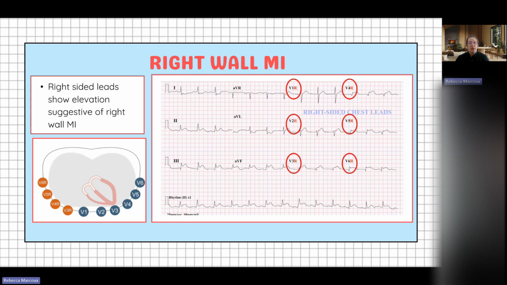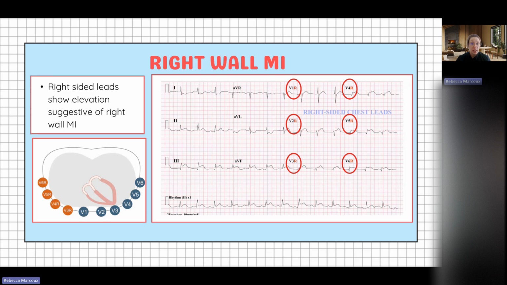So this is a bit of a picture. It might be small on your screen. But this is a picture of the full set of right-sided leads, so we have V1R to V6R. We can see over here, firstly, we have an inferior STEMI.